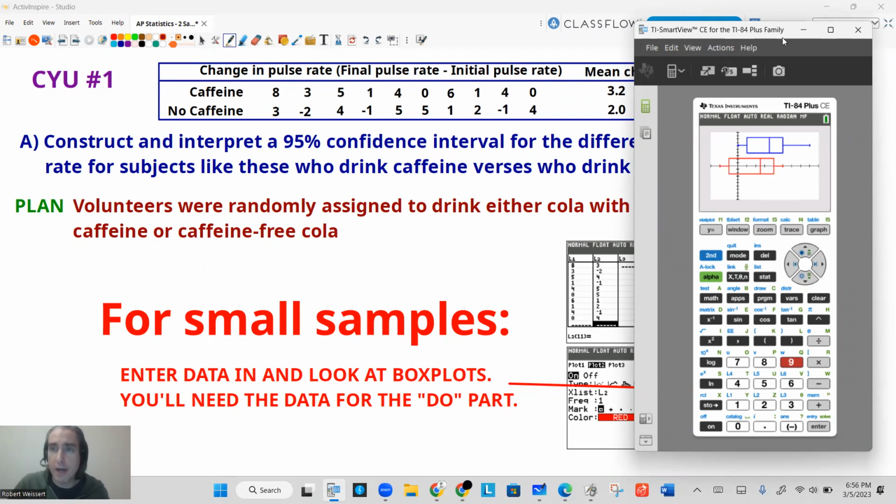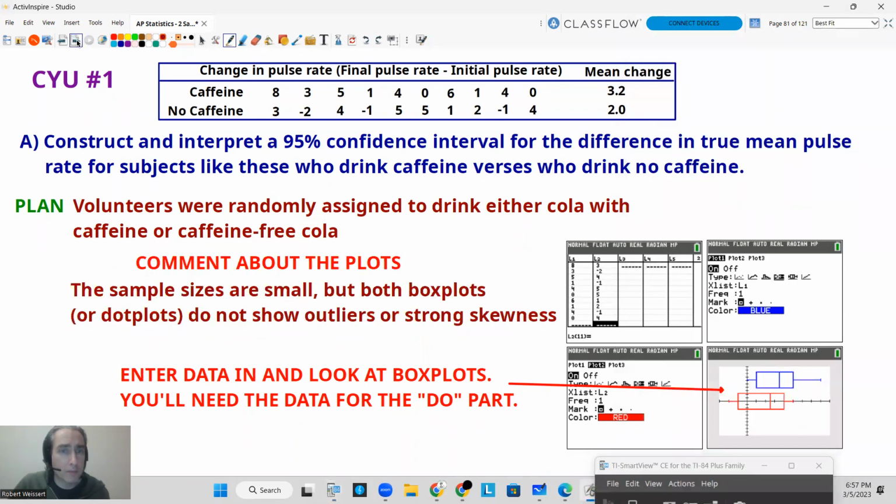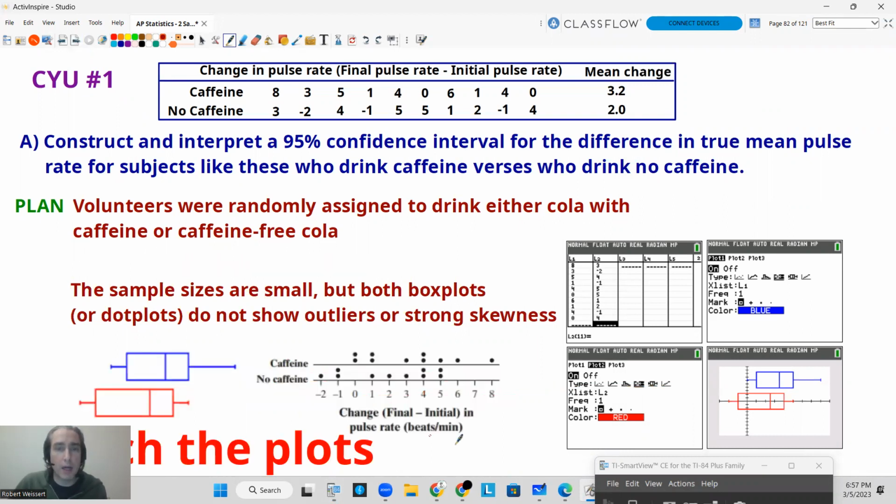Of course, you don't need to draw the axes. Those are not really super helpful. So when you're going to jot that down, what I do on this problem is first, I comment about the plots. You know, there is no strong skewness, there are no outliers. I sketch the plots. Now you can also draw a dot plot if you wish.